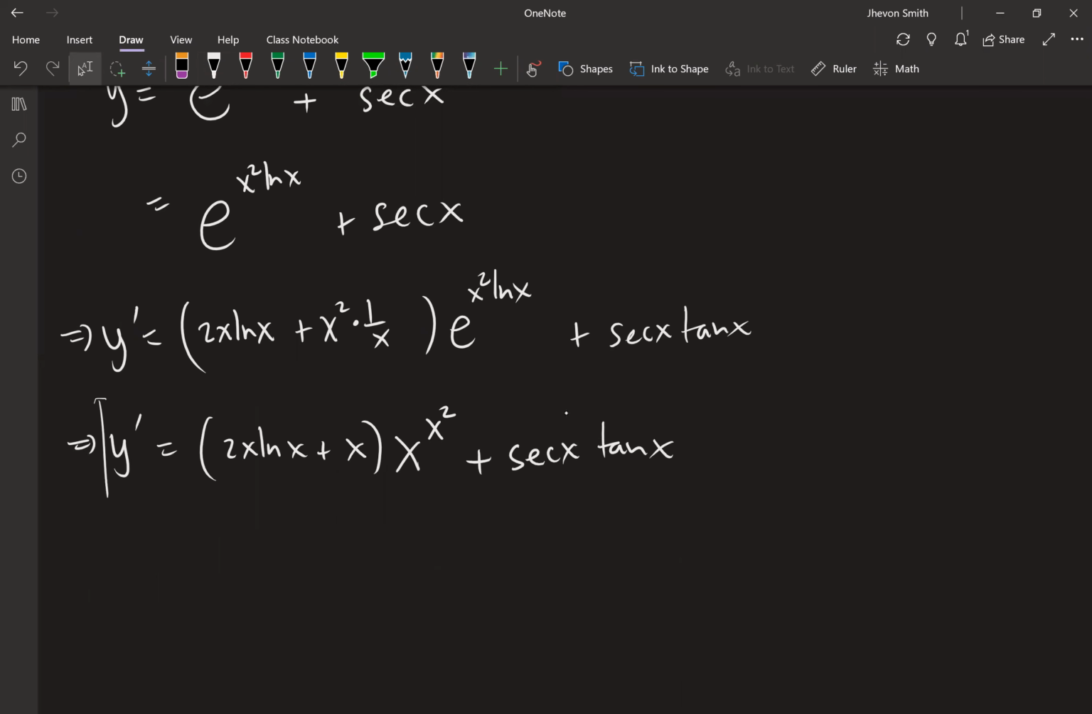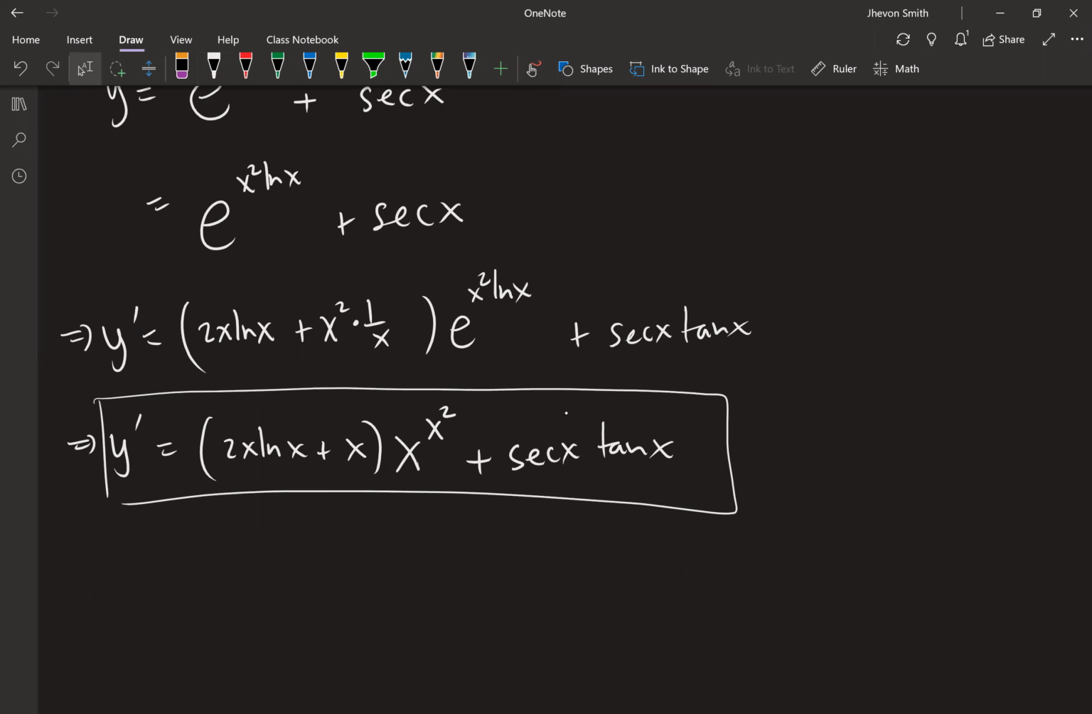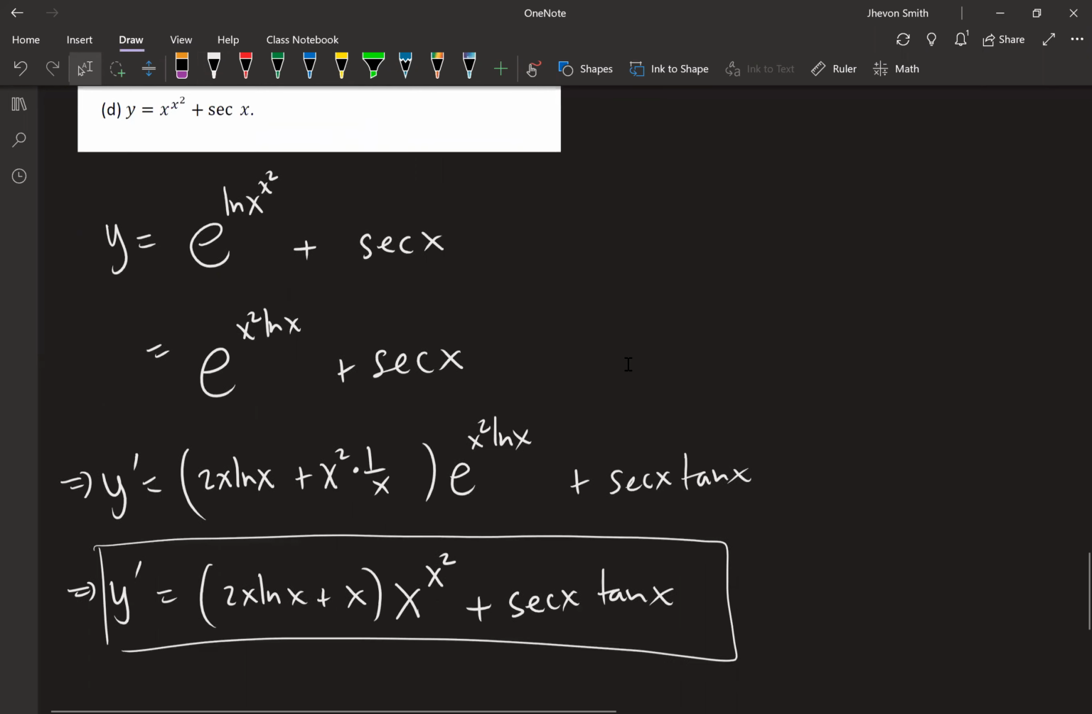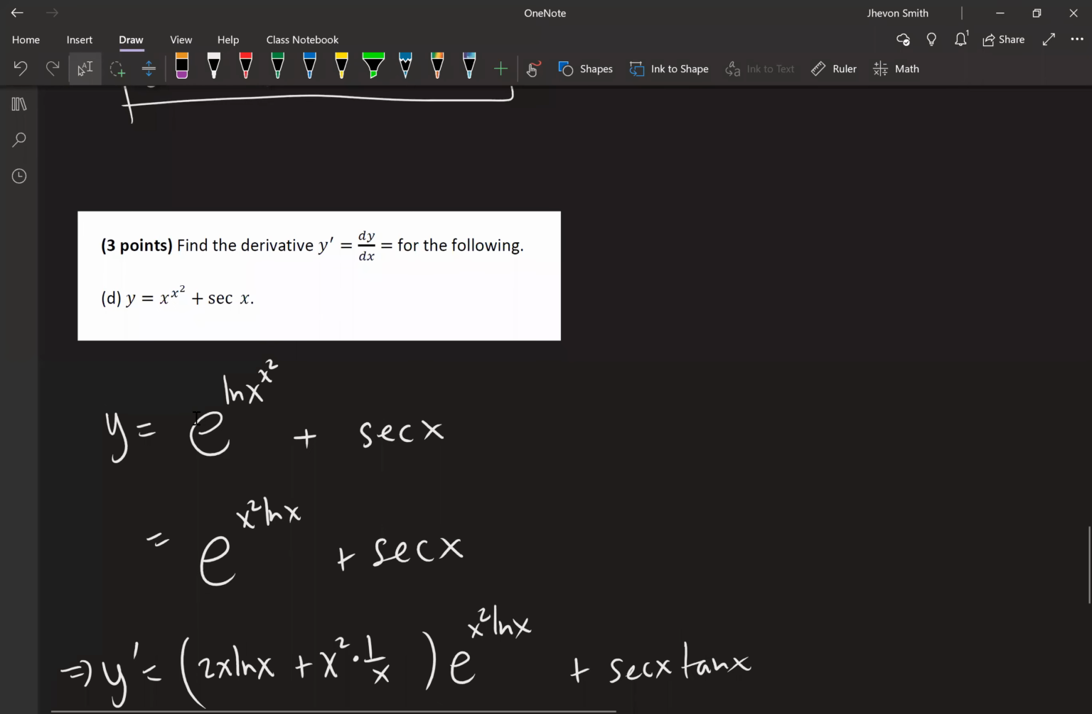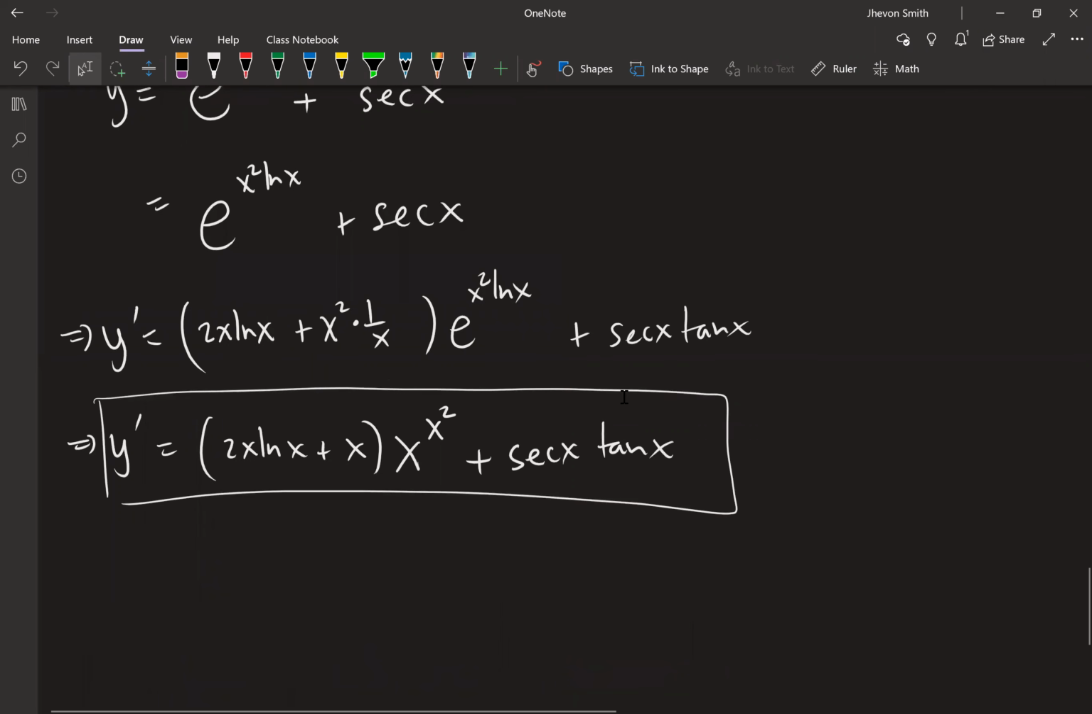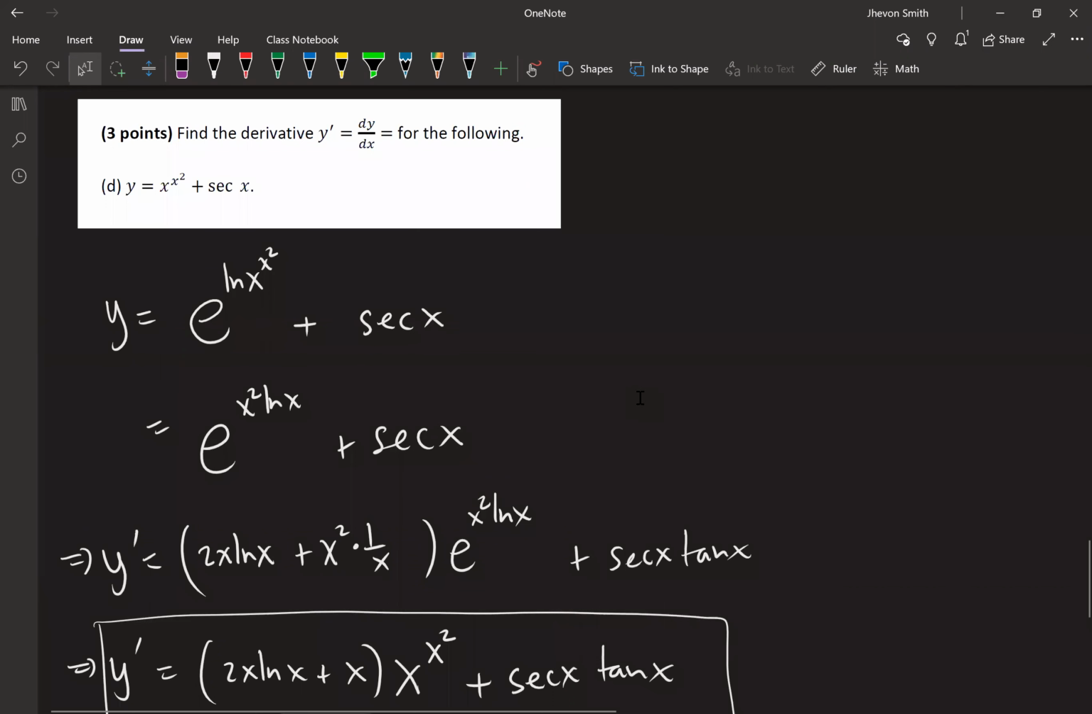So again, when the power is a variable, use logarithms. You can either do log differentiation or you can rewrite it as e to the ln of the thing. Okay. So that's how I would do that one.